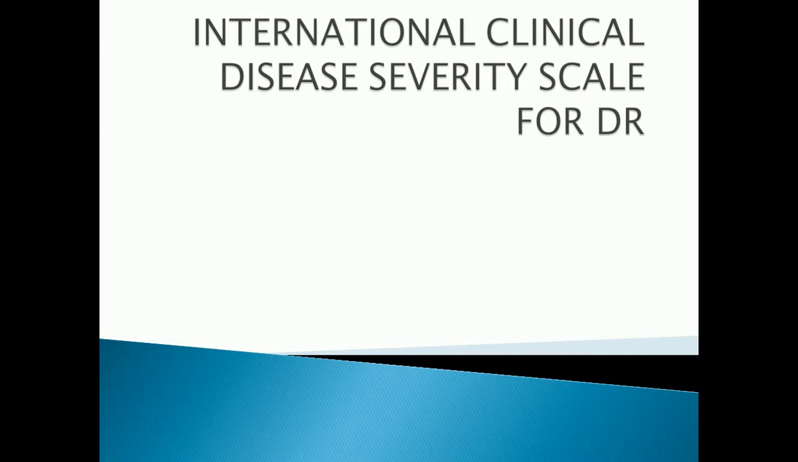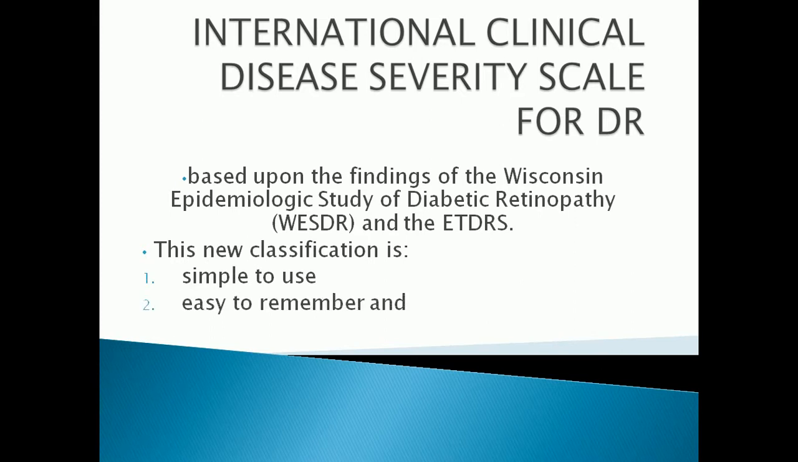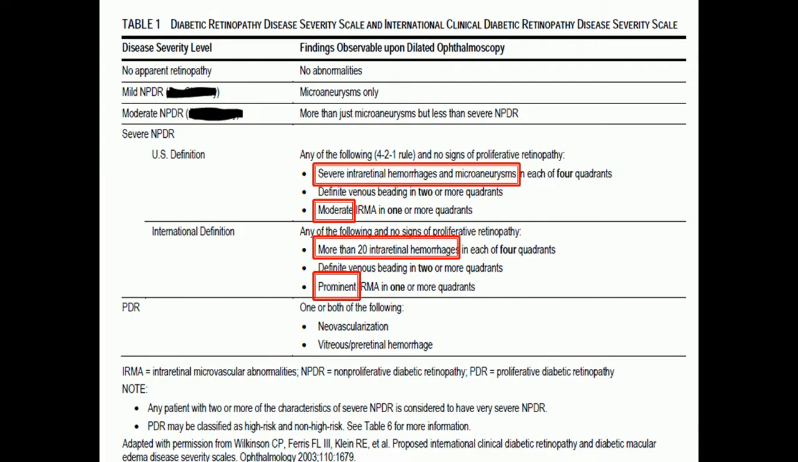Then the classification which we use today is the International Clinical Disease Severity Scale for Diabetic Retinopathy. It is based upon the findings of the Wisconsin Epidemiologic Study of Diabetic Retinopathy and the ETDRS. This new classification is simple to use, easy to remember, and based on scientific evidence. It classifies the disease severity level into no apparent retinopathy, which shows no abnormalities on dilated ophthalmoscopy, mild NPDR as being microaneurysms only, and moderate NPDR as more than just microaneurysms but less than severe NPDR.